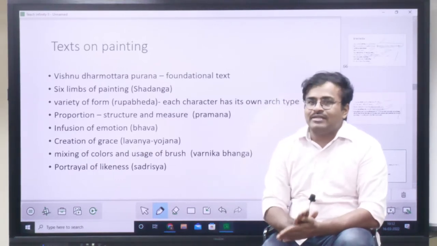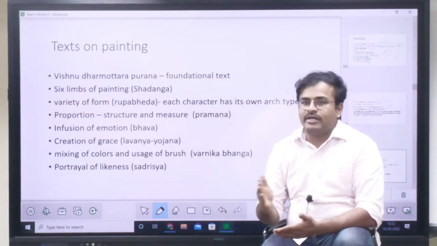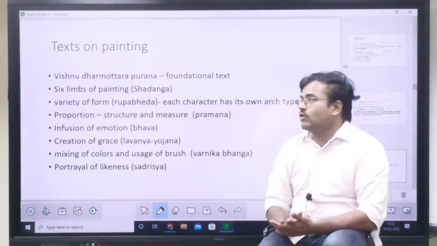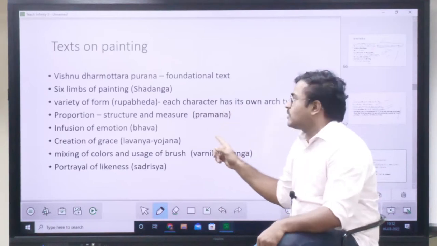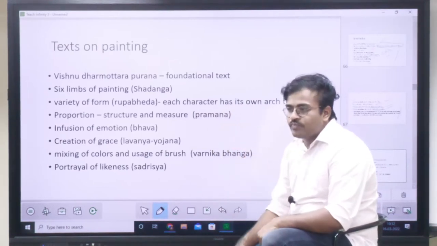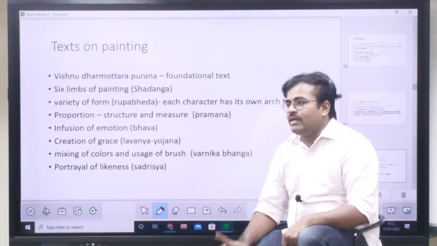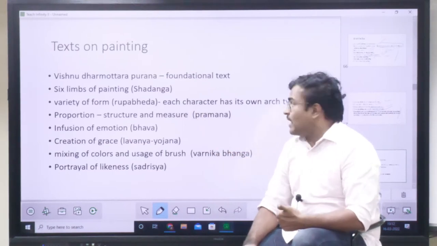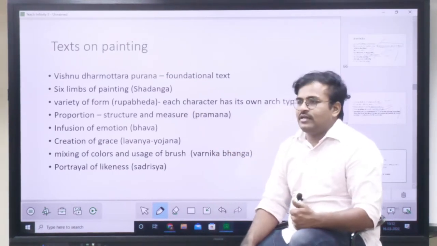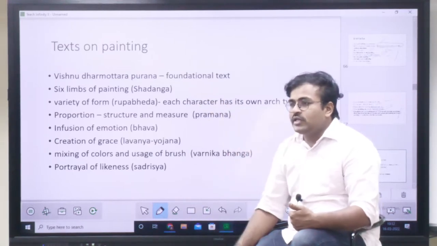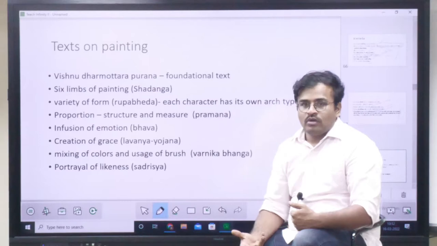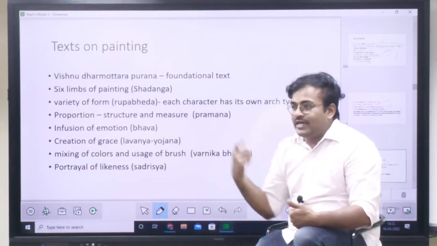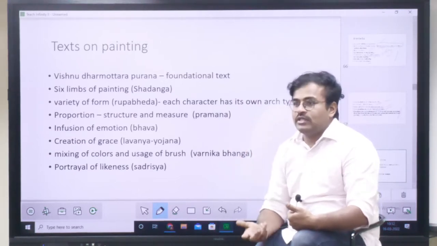This book contains an elaborate description of how an ideal painting should be drawn, and it has given some key characteristics of the painting tradition too. It talks about the six limbs of painting, which are known as Shadanga. In this Shadanga, it says that for an image to be called a good image, first and foremost it has to fulfill the criterion known as variety of form, or Rupa Bheda. Let's suppose 10 human beings are drawn in one painting. Each human being should be shown in a different type. All human beings should not be shown like the stick-like format of the Mesolithic period. Remember, every image should have its own type. This is known as Rupa Bheda.